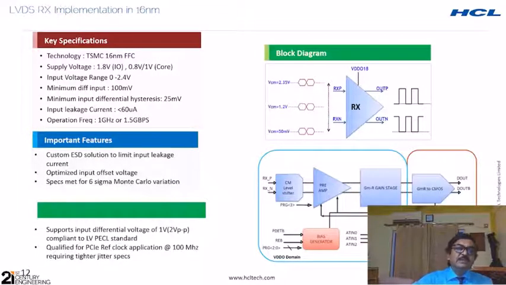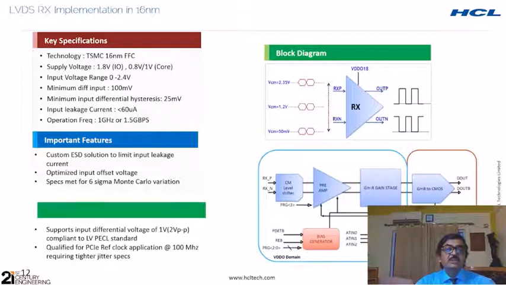This is yet another example where we had to design the LVDS receiver at 16 nanometer FinFET, and these are the usual specs here. But apart from being an LVDS receiver I/O, this also had to support a differential voltage range of 2 volt peak to peak. That makes it compliant to the LVPECL standard, and this same I/O is also supposed to drive a PCI Express reference clock at 100 megahertz, and that brings in a very tight control of jitter. So the jitter spec had to be extremely tight to make this a PCI Express reference clock.